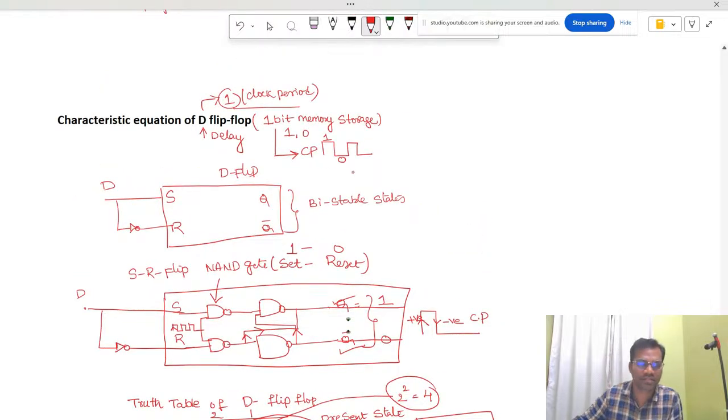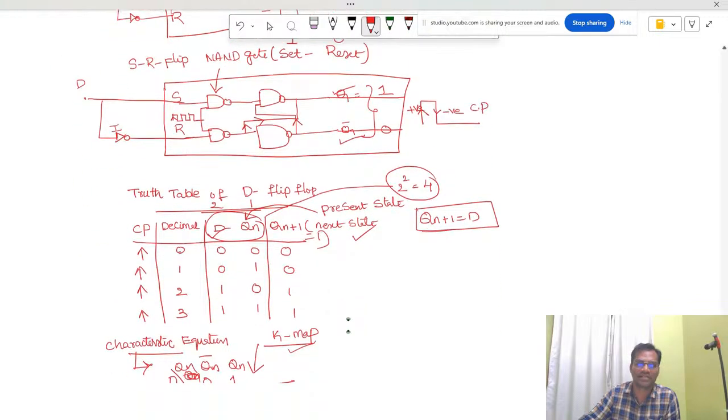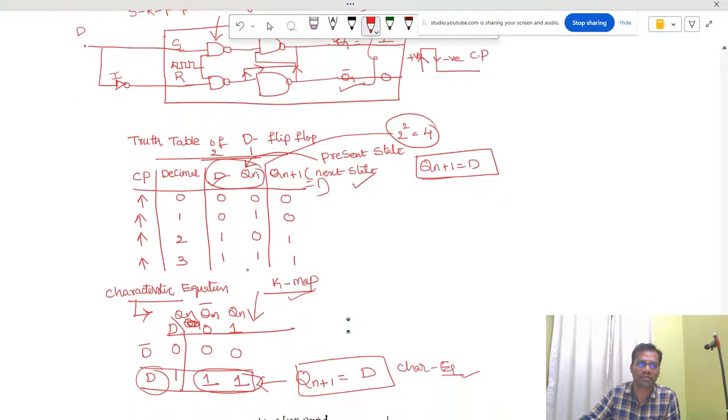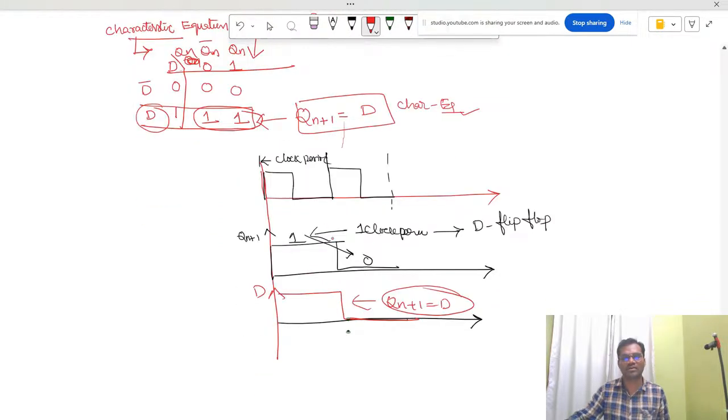So I repeat the things again. The characteristic equation of a D flip-flop is Qn plus 1 is equal to D, and the flip-flop is called a 1-bit memory storage device. This will work only if we give the clock pulse. And D is nothing but delay flip-flop. And from an SR flip-flop, by giving the input to S and the inverted output to R, you are going to get a D flip-flop with NAND gates. And this is the truth table of our D flip-flop. And this is how we construct the characteristic equation using a K-map. And this is the way we indicate time t equal to 0, and this is called the timing diagram.